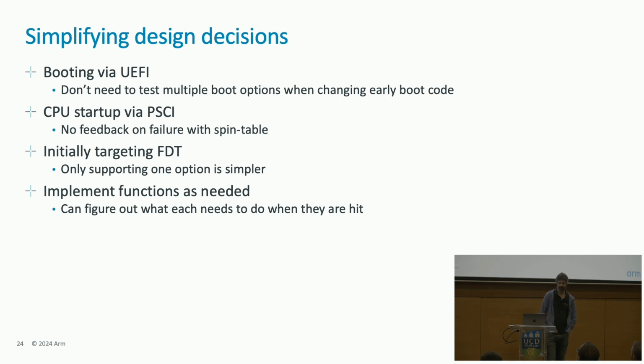And as I said, I implemented functions as needed. That makes things so much easier, not having to do everything all at once. Hit them as you hit things, and figure out how you actually implement this. How do you test this? Because if I just go and write everything, I don't know, am I actually hitting this? Is this going to work if I do hit it?